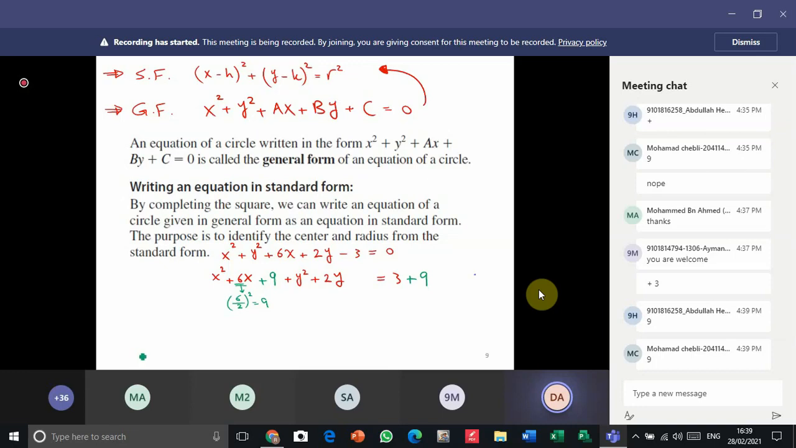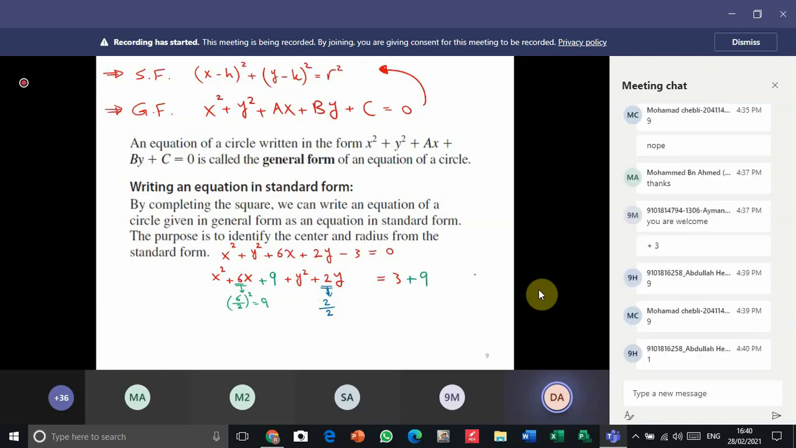We need to complete the square for x and for y. Also, this is repeated for the y coefficient. The y coefficient is 2, 2 over 2 is 1. Also, if we have negative, no problem. Negative y, for example, we have negative 2. Negative 2 over 2 is negative 1. Square, we have 1. Okay? 1 square equal what? 1. So we must add 1 on the left hand side and the right hand side.